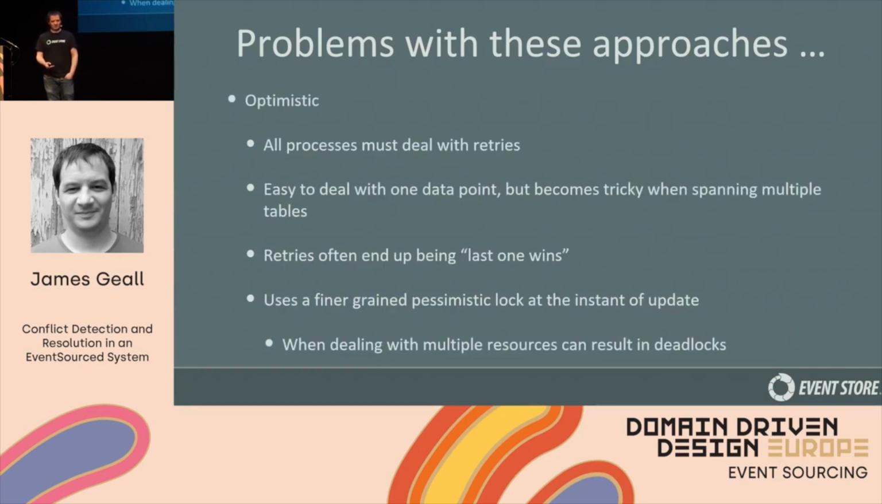Optimistic. All processes that you write must deal with retries. Yeah? It's easy to deal with one data point when you're dealing with retries, right? What happens if you are in a SQL database and you've updated 2 tables? Which one had the concurrency error? What do you do about that concurrency error?